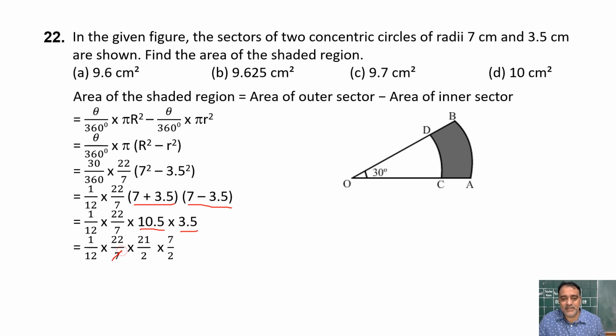एक 7 कैंसिल हो गया देखो. And this also we can cancel 11. Okay. So this also we can cancel. 3 4s are and 3 7s are. So 77 upon 8 आ रहा हम लोग का. And that is nothing but 9.625 centimeter square. So which option is the correct one? Option B. Option B, right. So now we are moving toward question number 23.